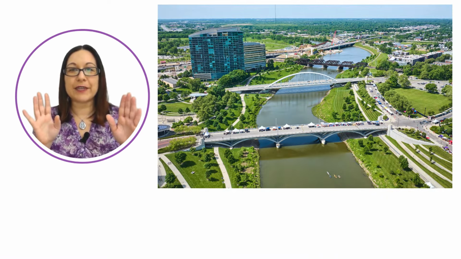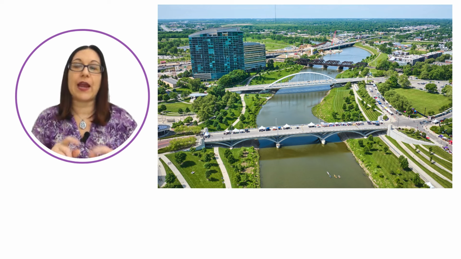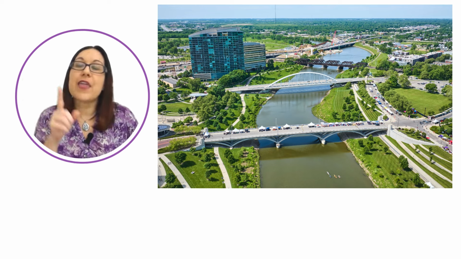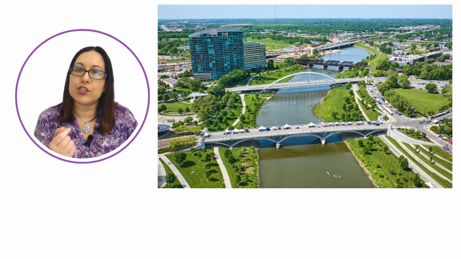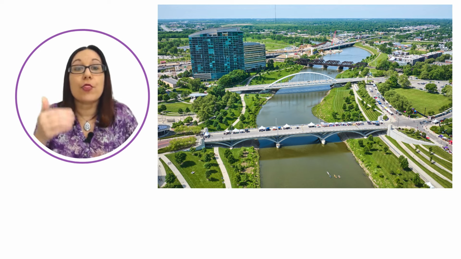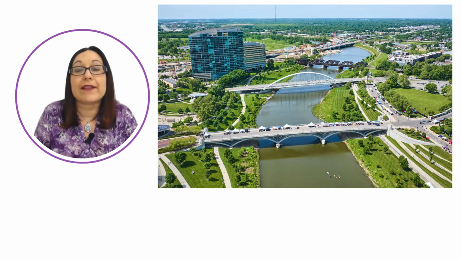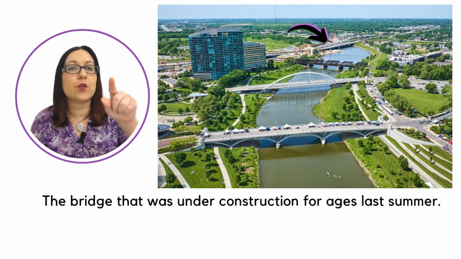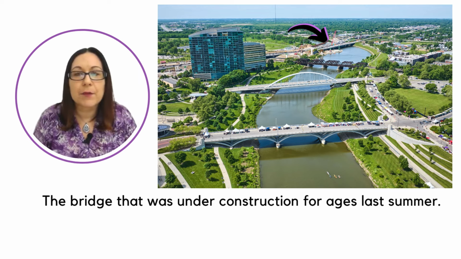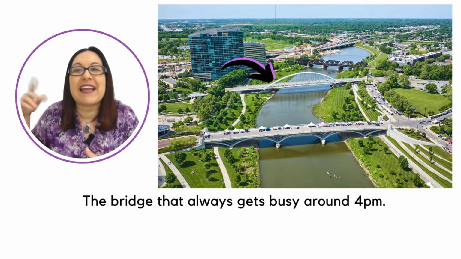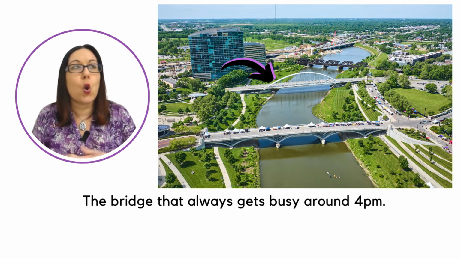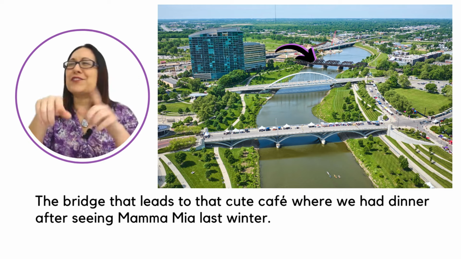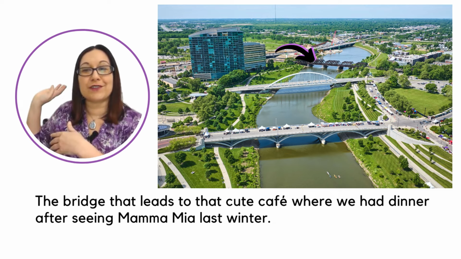Don't worry if you're still a little bit confused. We're going to go back to our picture here and look at the bridge. Now, if we had lots of bridges, then we would need to add essential information to really help the person identify the bridge that we are talking about. For example, the bridge that is for pedestrians only, or the bridge that was under construction for ages last summer, or the bridge that always gets busy around 4 o'clock in the afternoon, or the bridge that leads to that really cute little cafe where we had dinner after seeing Mamma Mia last winter.